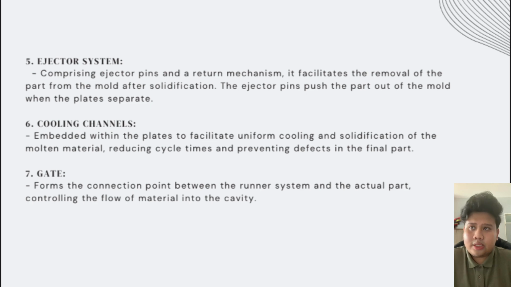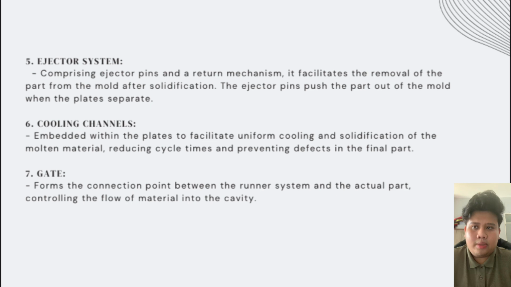Number 5, ejector system. Comprising ejector pins and a return mechanism, it facilitates the removal of the part from the mold after solidification. The ejector pins push the part out of the mold when the plates separate. Number 6, cooling channels. Embedded within the plates to facilitate uniform cooling and solidification of the molten material, reducing cycle time and preventing defects in the final part.